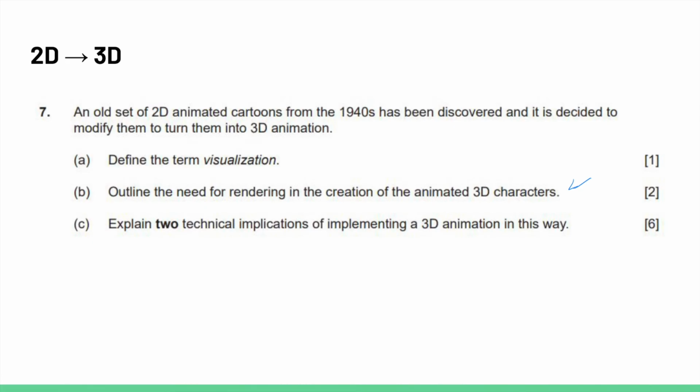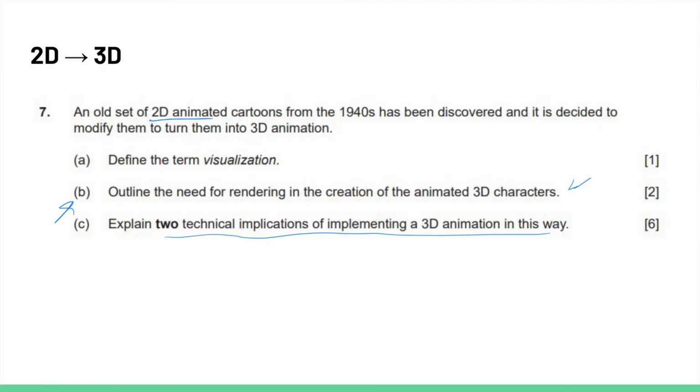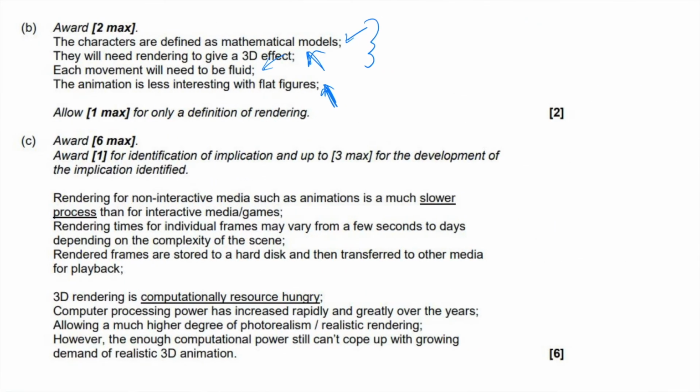Now, before we close out this section and really the SL section as a whole, I'd like to take a look at two practice questions that I think will enhance your understanding of 2D and 3D visualization. Right here, an old set of 2D animated cartoons from the 1940s has been discovered and it is decided to modify them to turn them into 3D animation. Outline the need for rendering and the creation of the animated 3D characters, and then explain two technical implications of implementing a 3D animation this way. Let's take a look at the mark scheme.